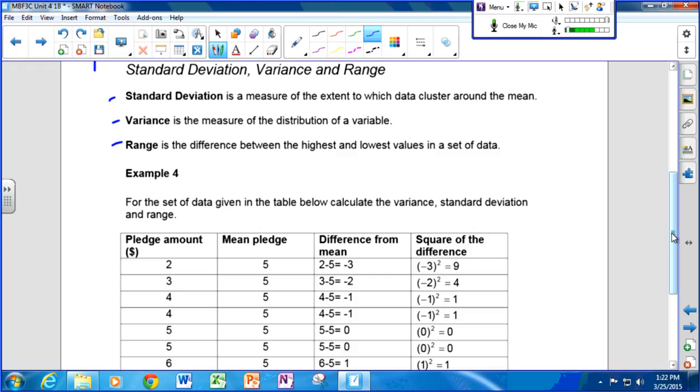So standard deviation is a measure of the extent to which data cluster around the mean. So if I have what's called a standard distribution, you've heard of the bell curve, right? It's shaped like that on the side. And generally speaking, that peak will be the mean. Okay. So you may have seen this before if we're talking about marks in math class or something like this.